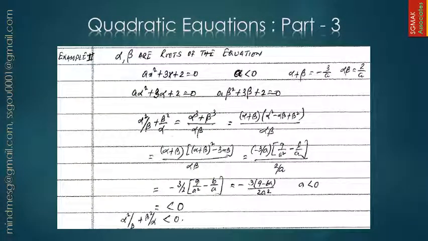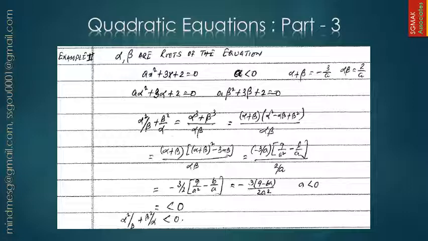If alpha and beta are roots of the equation ax squared plus 3x plus 2 equals 0, and a is less than 0, then alpha plus beta is minus 3 over a, and alpha times beta is 2 over a. That's standard form.